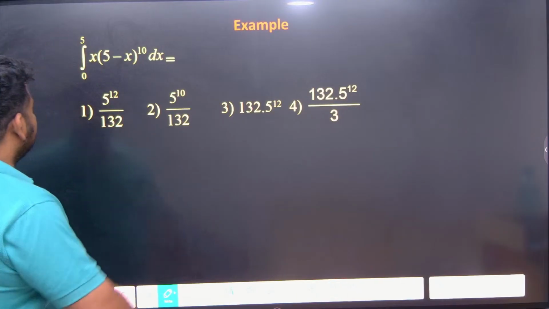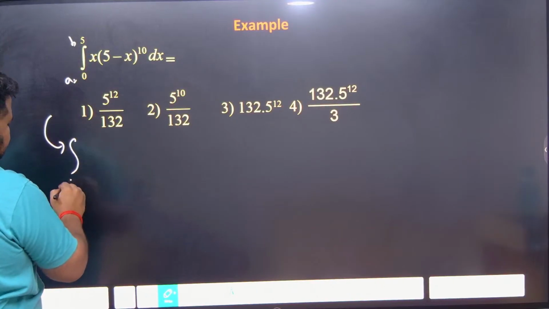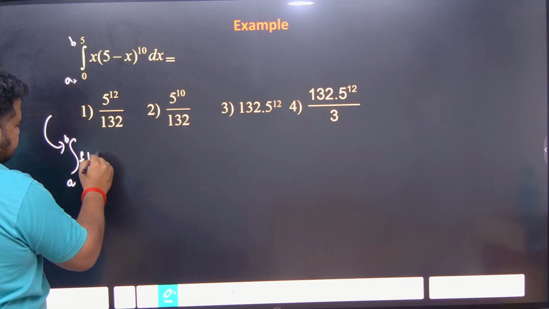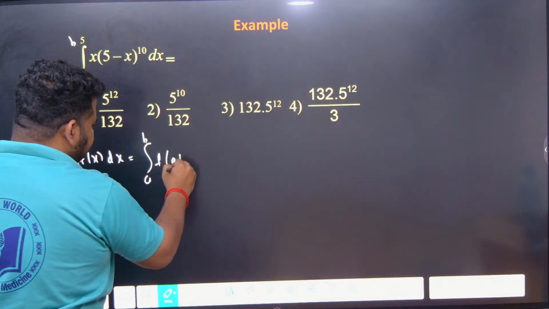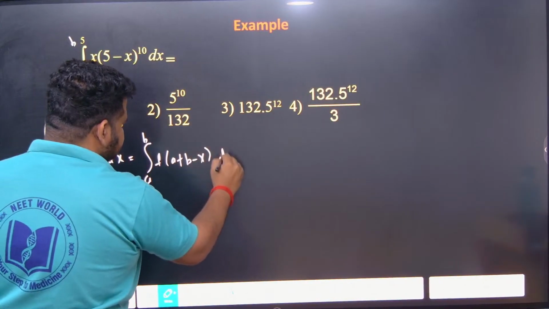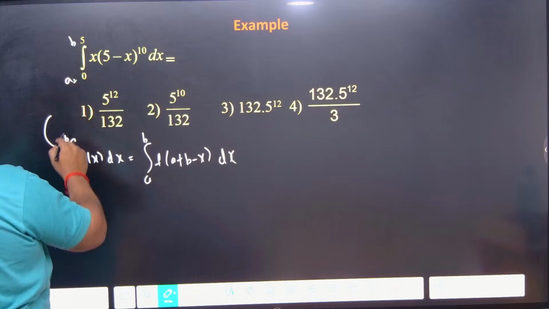Instead of that, what will we do? Here this is a and this is b. So what will we apply? Integral of a to b f of x dx can be written as integral of a to b f of (a plus b minus x) dx. So wherever x is there, write a plus b minus x. Here a is 0, b is 5.